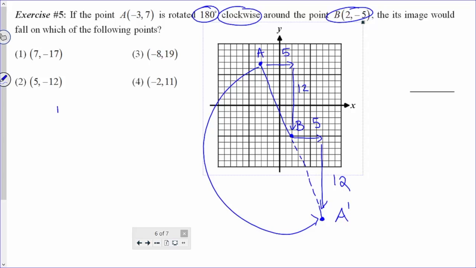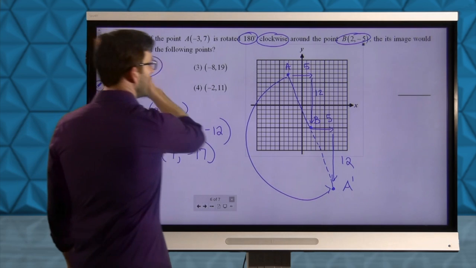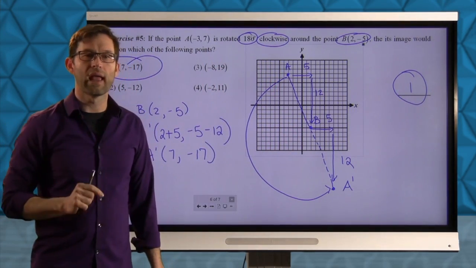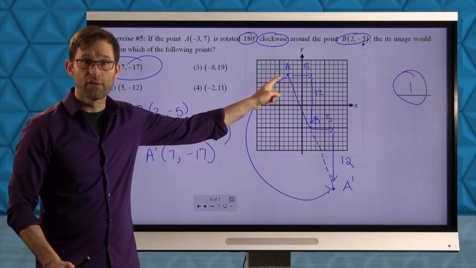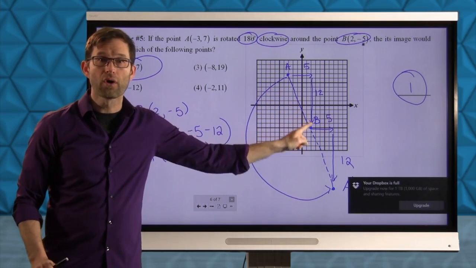So what would that be, right? If I take the coordinate point B, 2, -5, and go 5 to the right and 12 down, well, 5 to the right, you just add 5 to the x-coordinate. 12 down, you would just subtract 12 from the y-coordinate. And that looks like my image point is going to be at 7, -17. Choice 1. Now again, we can do that because it's a 180-degree rotation. And 180-degree rotations are amazingly important. The 3 points, the pre-image point, the point of rotation, and then the image point are all collinear with one another.